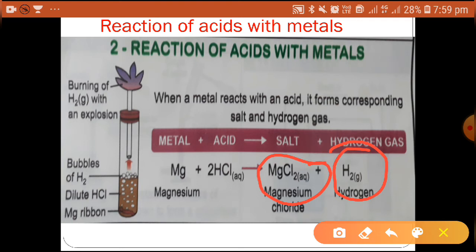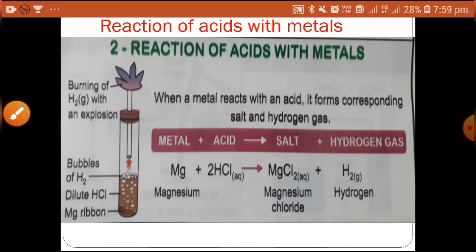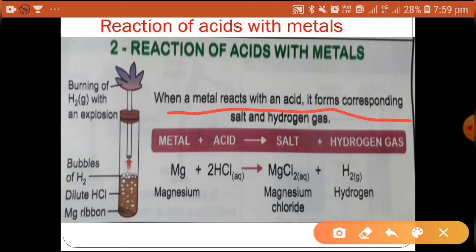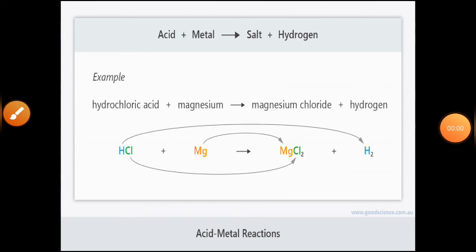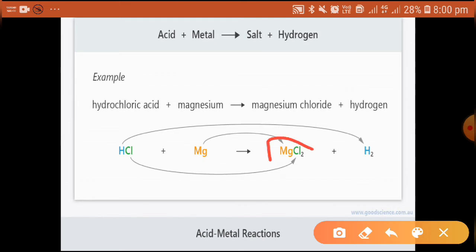So the general reaction for acid with metal is this. You can see generally what happens. Metal reacts with acid to form salt plus hydrogen gas. So here also you can see the same thing. Here this reaction is not balanced because you can see here two chlorines are there. So here we should take 2. So these 2 HCl's are there.